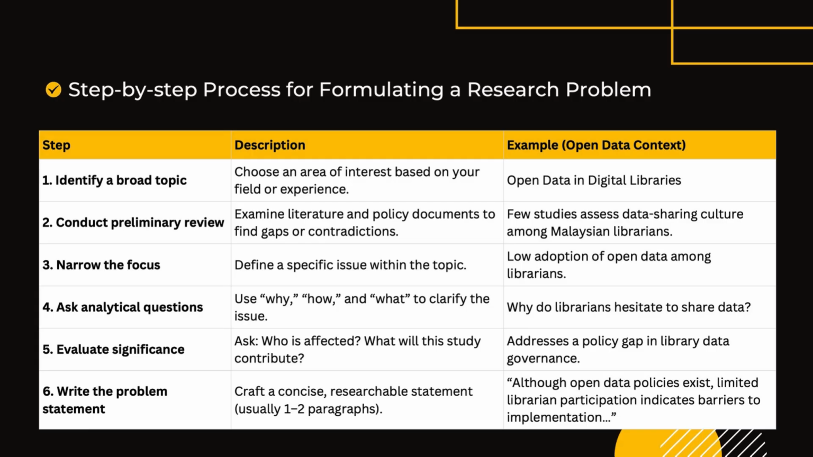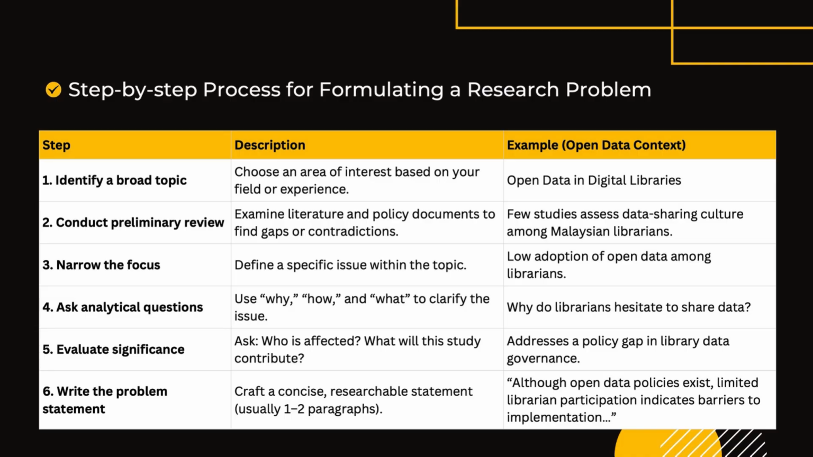Let's go through this example carefully to see how a broad topic gradually becomes a clear research problem, using open data in digital libraries as our case. Step 1. Identify a broad topic. Choose an area that genuinely interests you or connects with your field of study. Here, the topic is open data in digital libraries. Can you think of one broad topic from your own discipline that you would like to explore?